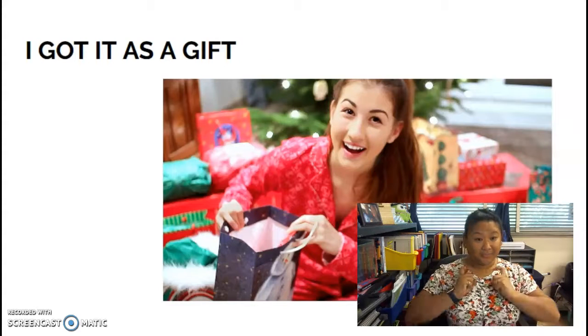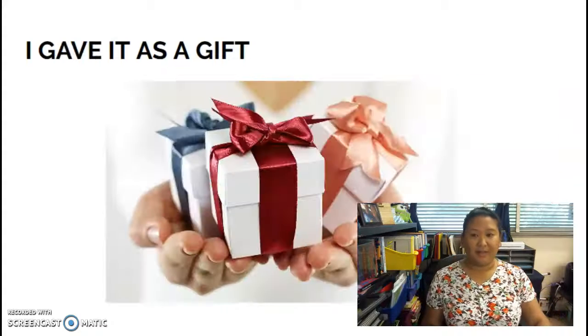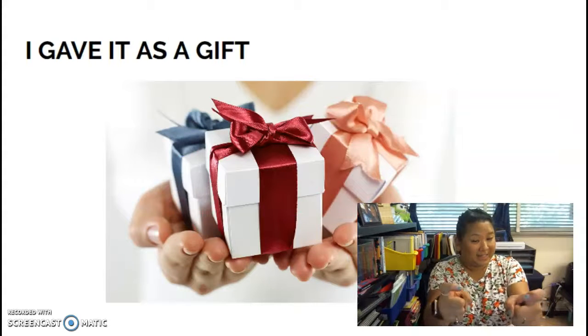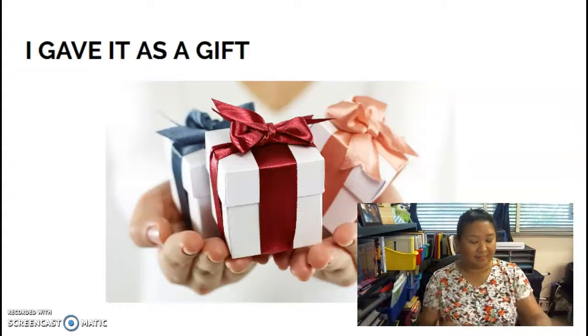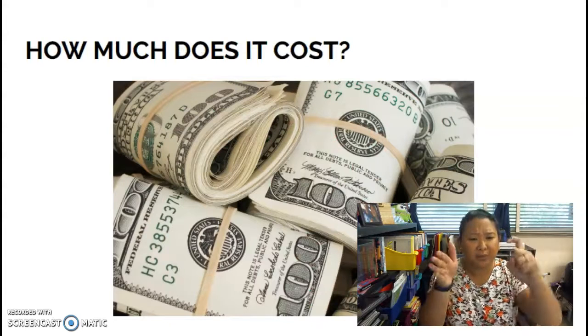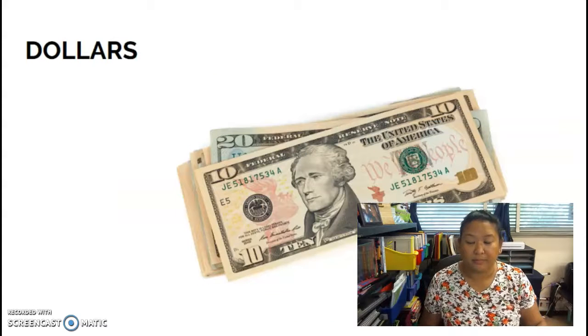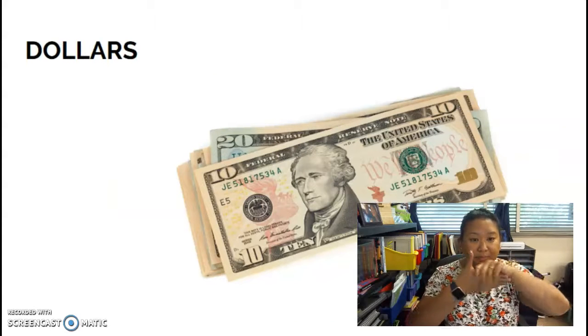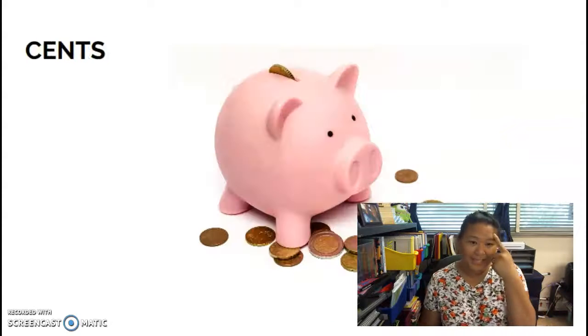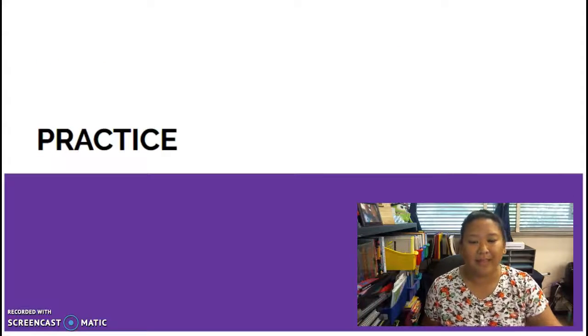I got it as a gift. Okay, so I got it as a gift. I gave it as a gift. Costs how much with an X? Costs how much? Dollars and cents. That was Unit 7.